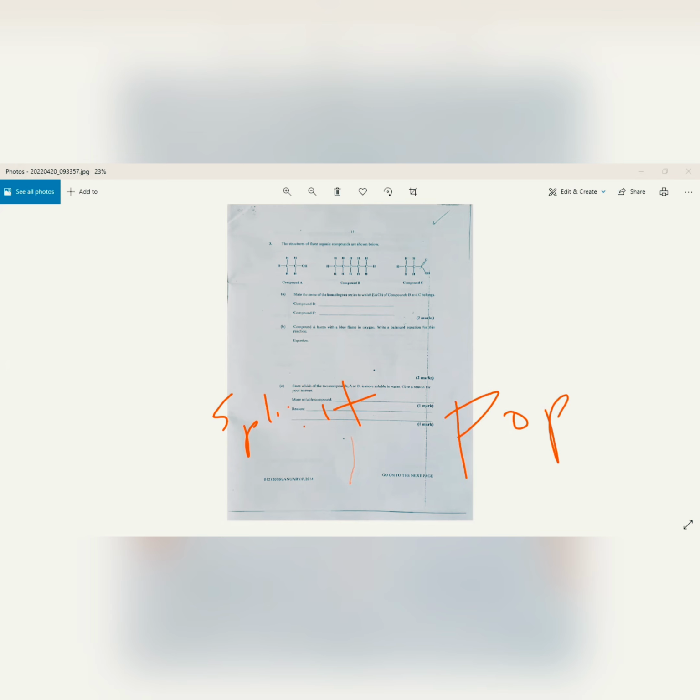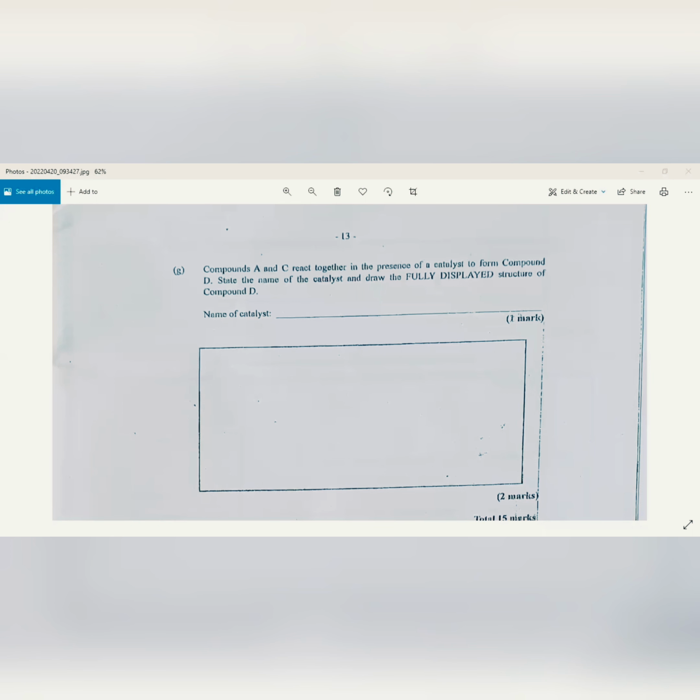So we're going to still continue. Let us proceed even further. Okay, so now we go on to question part G. It says compounds A and C react together in the presence of a catalyst to form a compound D. State the name of the catalyst and draw the compound that you would get. So first of all, our catalyst is going to be H2SO4, concentrated H2SO4.